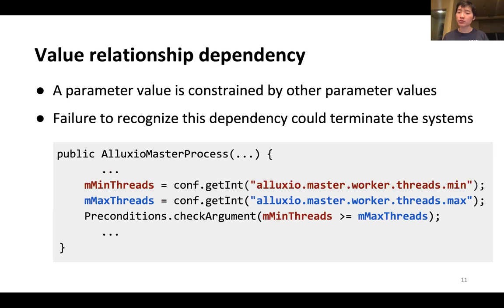The second dependency we want to introduce is value relationship dependency. And this means a parameter value is constrained by other parameter values. And failure to recognize those dependencies could terminate the system. So here we show you one example from Alluxio, where we have 2 parameters. One parameter denotes the minimum worker threads for Alluxio, and another parameter denotes the maximum worker threads for Alluxio. And it's very obvious that the minimum value should not be larger than the maximum value, right? So if the system ever detects such a violation, it will directly terminate without going forward.